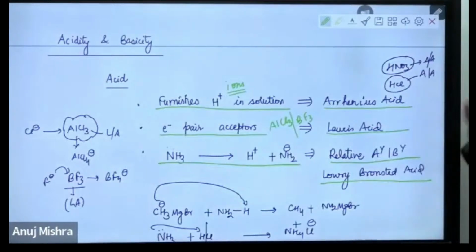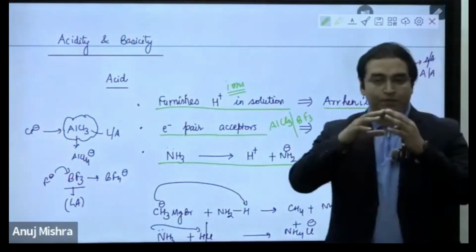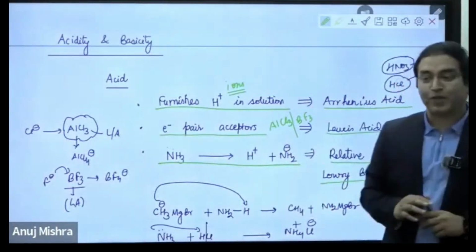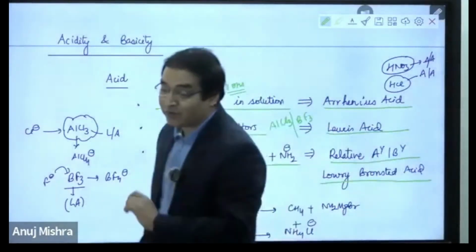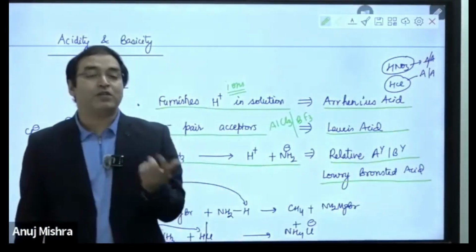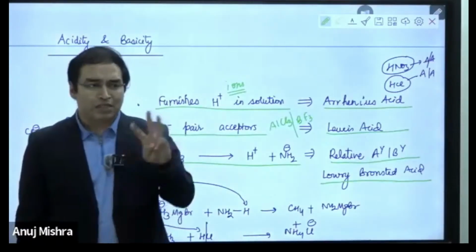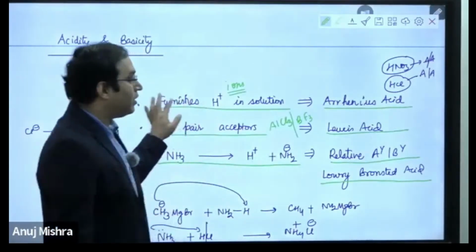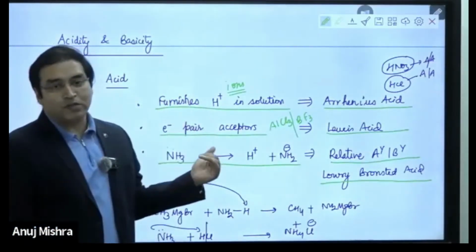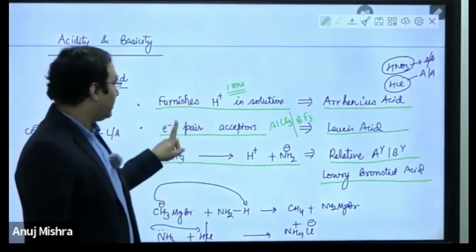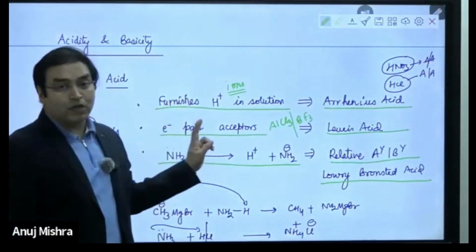There are at least more than 10 theories in acidity and basicity alone. There is something called hard acid, soft acid, hard base, soft base. We'll do that somewhere in inorganic. But at least three theories you first understand. First is Arrhenius acid, based on H plus: who gives H plus is an Arrhenius acid. Second, electron pair acceptor, Lewis acid.